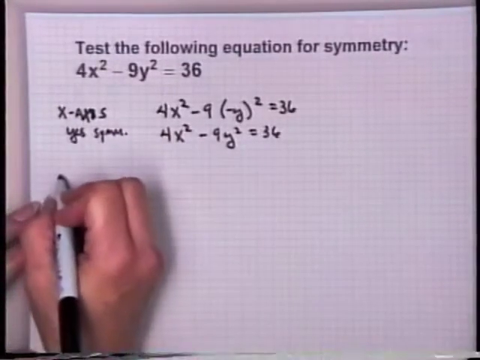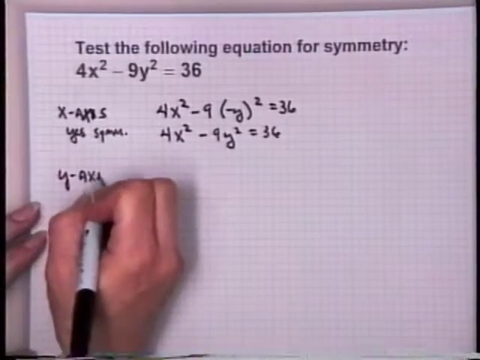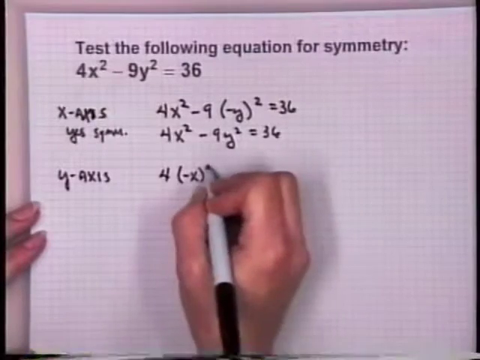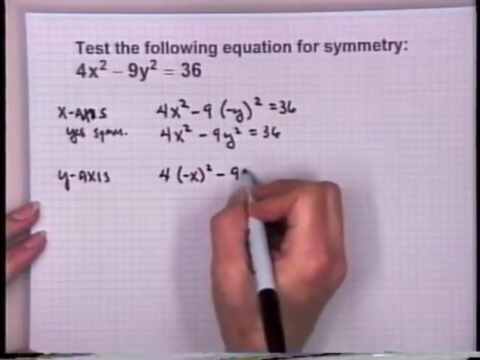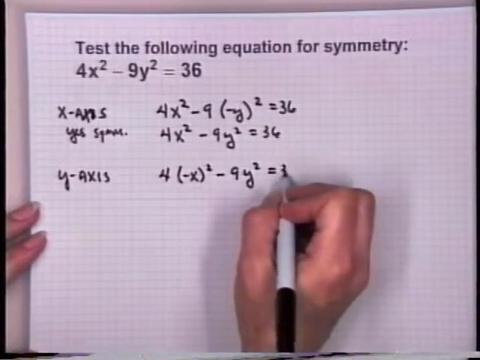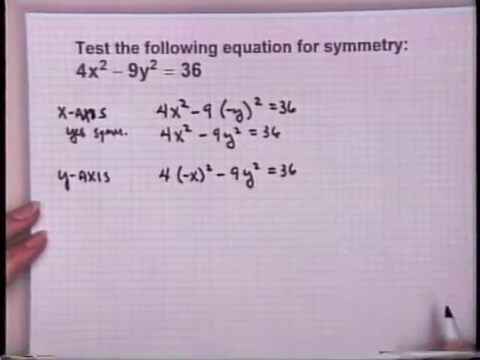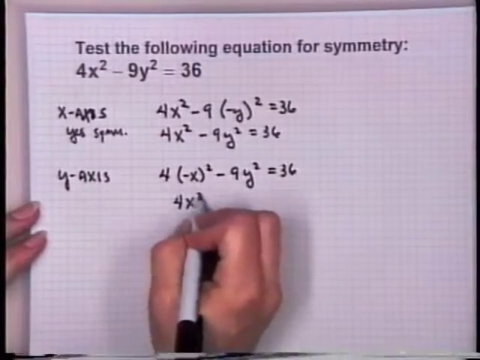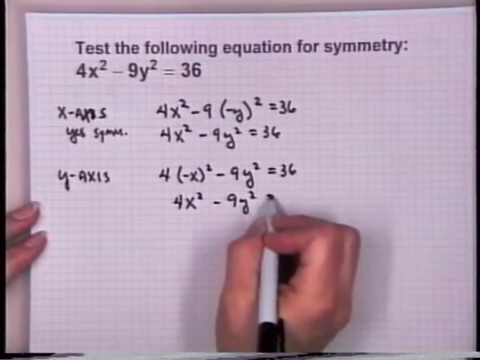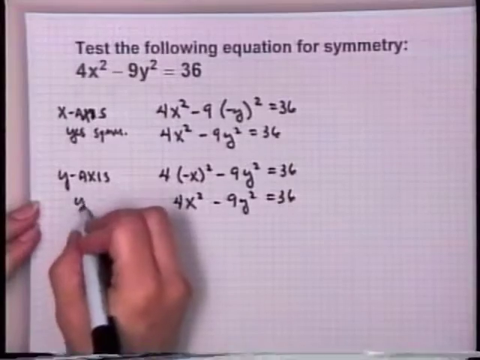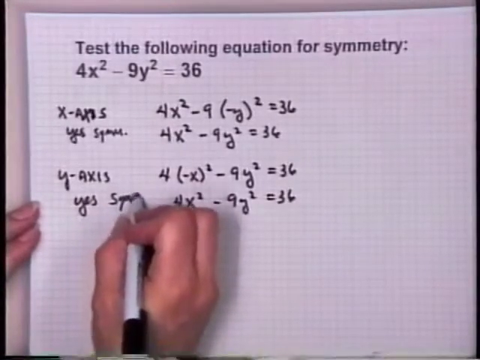Okay? What about y-axis? What do we do? Change x to negative x. 4 times negative x that you're going to square minus 9y squared equals 36. Do you see what's going to happen, of course? Squaring that, we get positive x squared. 4x squared minus 9y squared equals 36. Do we have symmetry? Yes, we do have symmetry.